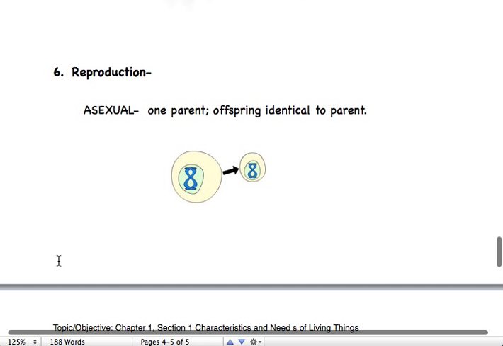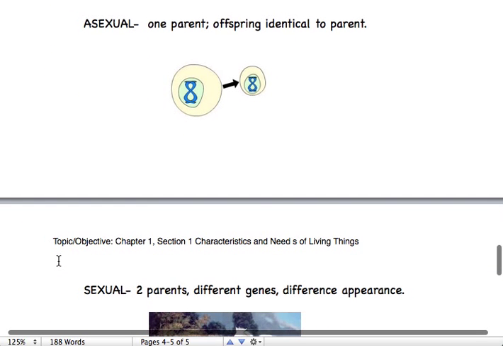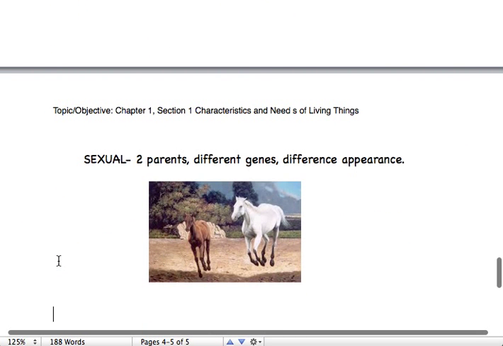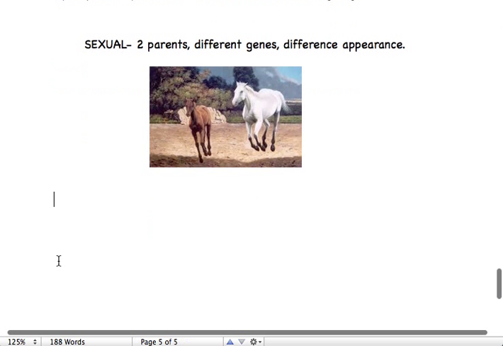And finally, we have reproduction. There's asexual reproduction, where there's one parent and the offspring are identical to the parent. And there is sexual reproduction, where there are 2 parents, different sets of genes, and different appearance.